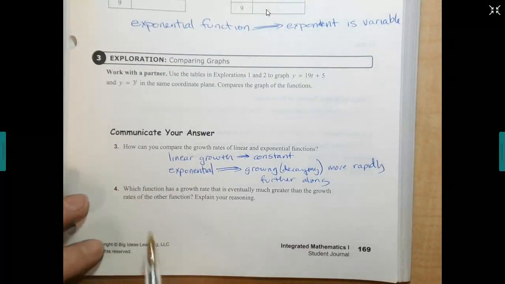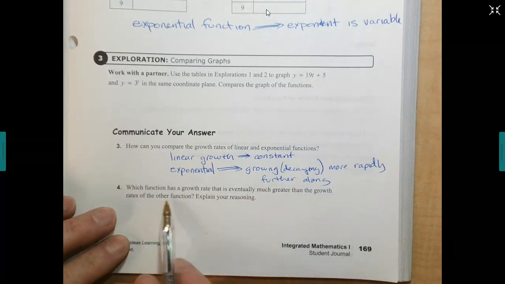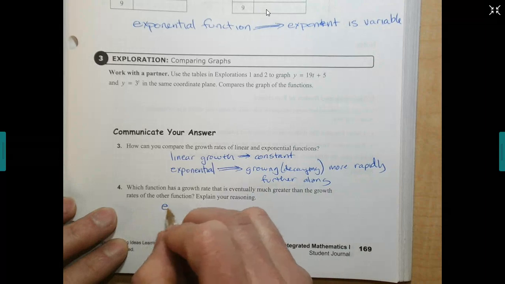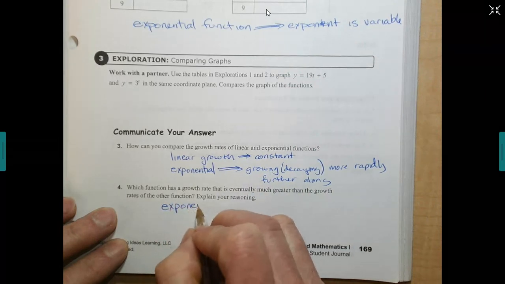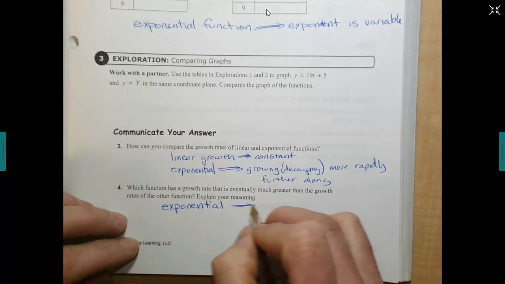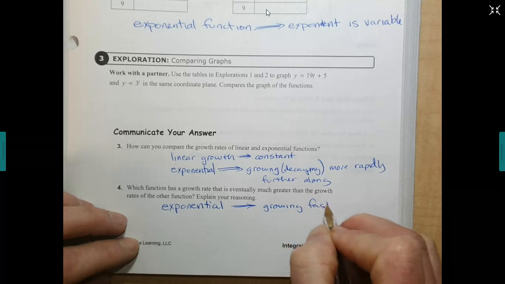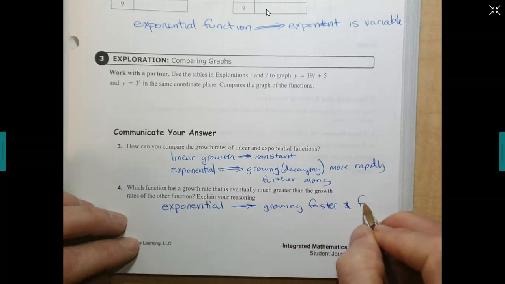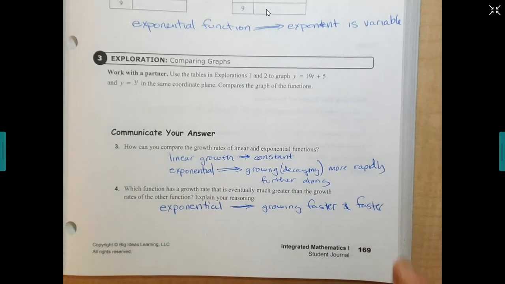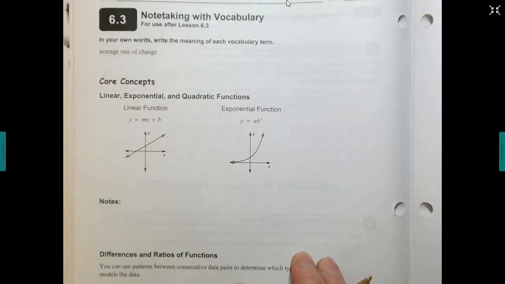Very nice. Which function has a growth rate that is eventually much greater than the growth rate of the other function? Exponential. Because it just keeps growing faster and faster. Growing faster and faster. Okay, you can pause it, make sure you get the definitions in there. Let's turn to page 170 and take a look.